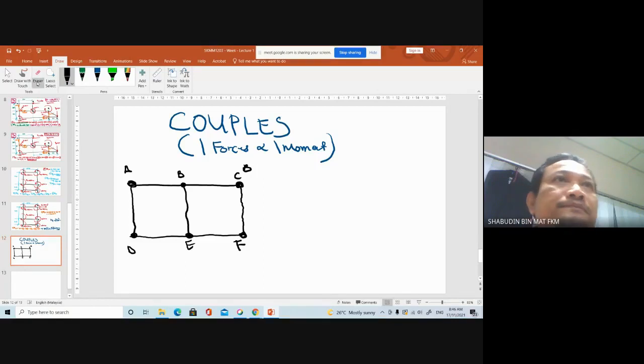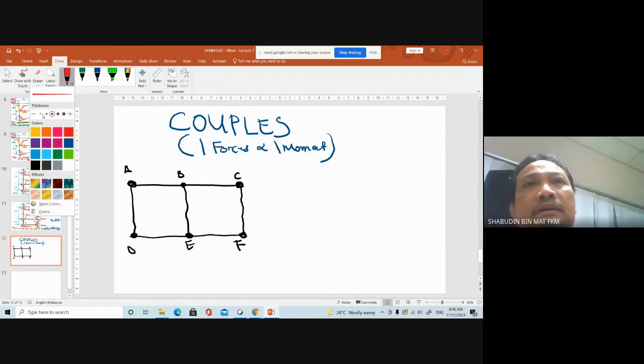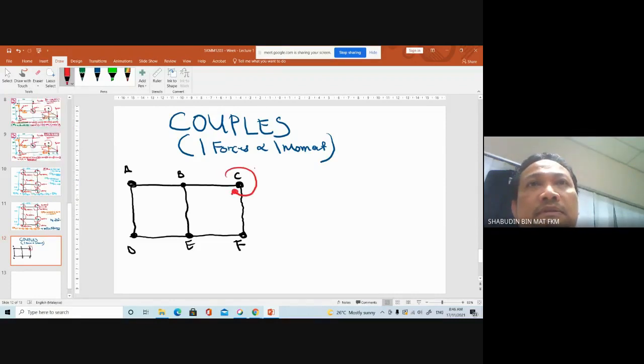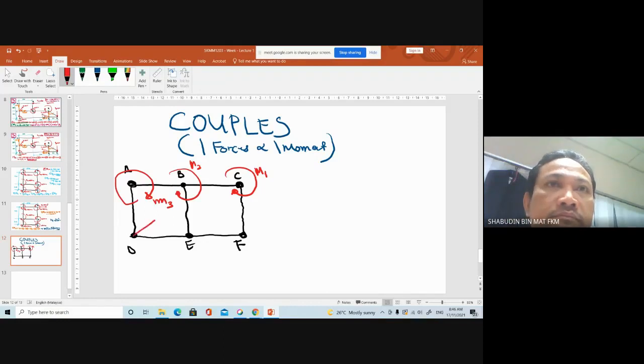Say you apply force, you apply force at many points. Here you apply moment 1, moment 2, moment 3, force 1, force 2, and force 3.